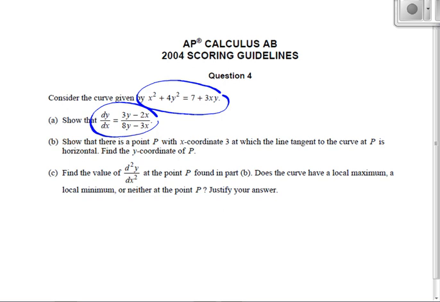We have 2004, number 4, and they ask for the second derivative, by the way. So when you do the second derivative and you do the derivative of y, you better call it dy/dx. It's the same kind of problem.